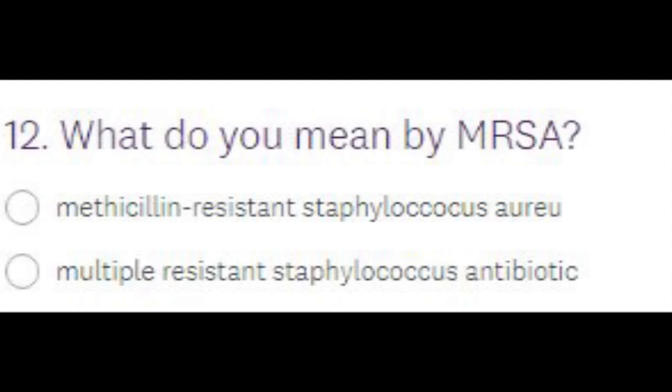Question number 12. What do you mean by MRSA? Options are option A, methicillin resistant staphylococcus aureus. Option B, multiple resistant staphylococcus antibiotic. Option A is the right choice, methicillin resistant staphylococcus aureus. Option A is the right answer.